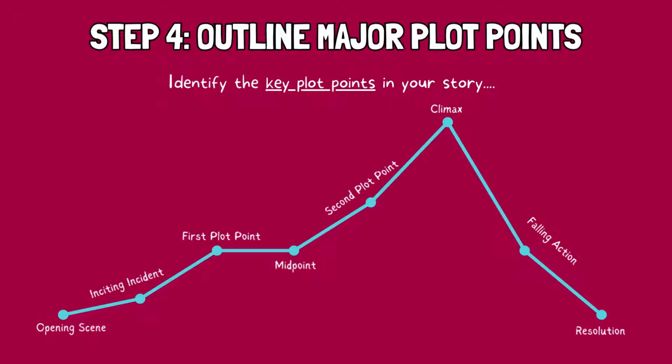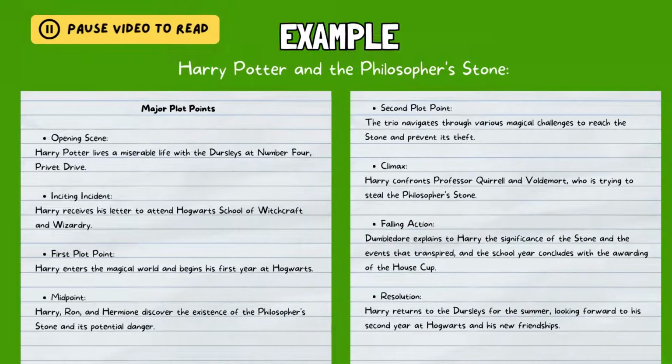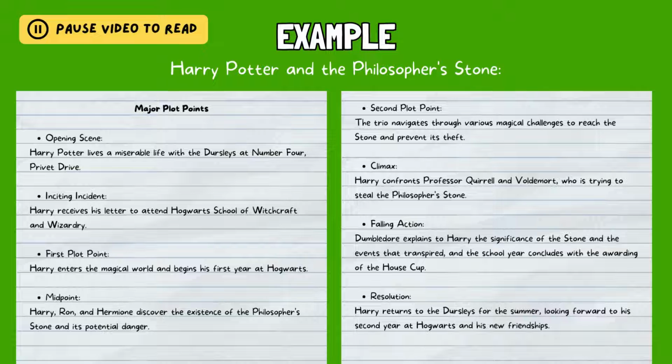Midpoint, a crucial event in the middle of the story that shifts the direction or intensity of the plot. Second plot point, another major event that propels the story toward the climax. Climax, the most intense part of the story where the main conflict reaches its peak. And the falling action. These are events that occur after the climax, leading towards the resolution, showing the consequences of the climax and starting to tie up loose ends. Resolution, how the story wraps up and resolves the conflicts. Take a look at this example for Harry Potter and the Philosopher's Stone.